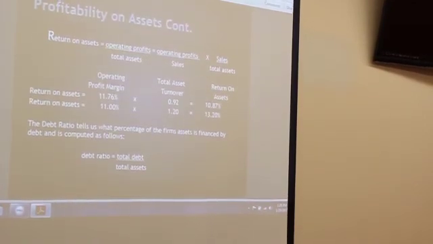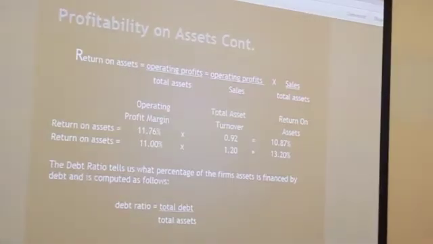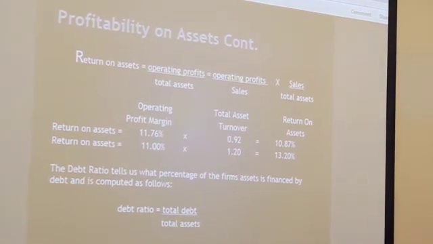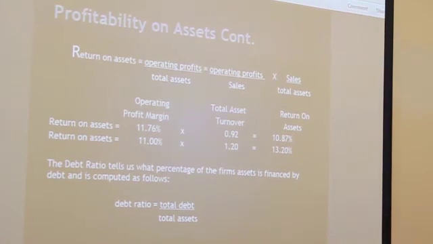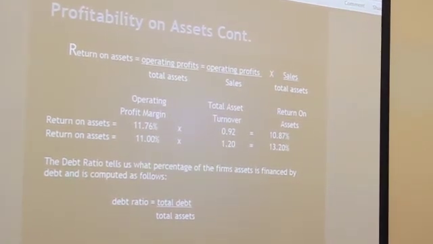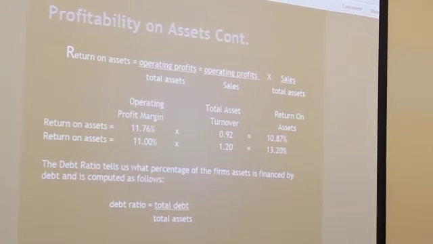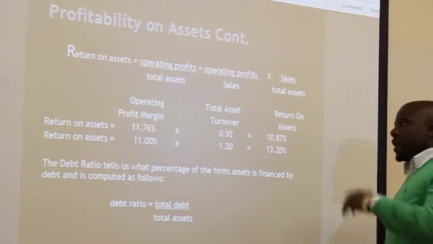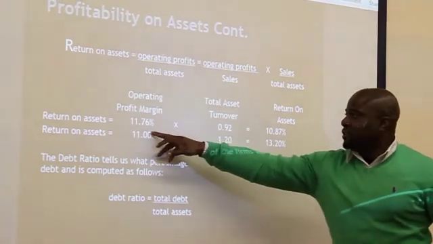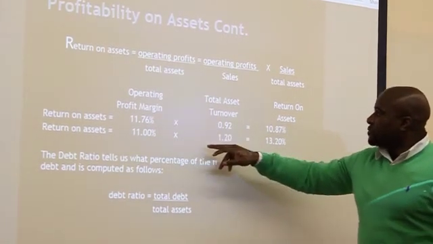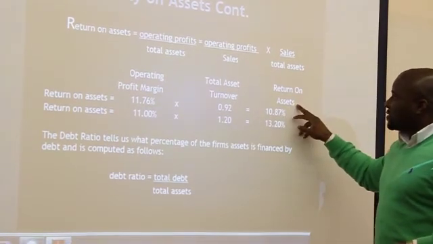Profitability of assets continued. Return on assets equals operating profits divided by total assets, which equals operating profits divided by sales times sales divided by total assets. Sounds confusing, sounds like it's all together, but here we're going to break it down. All right, operating profit margin, return on assets. What you get is 11.76 times total asset turnover 0.92 equals 10.87. That's your return on assets.